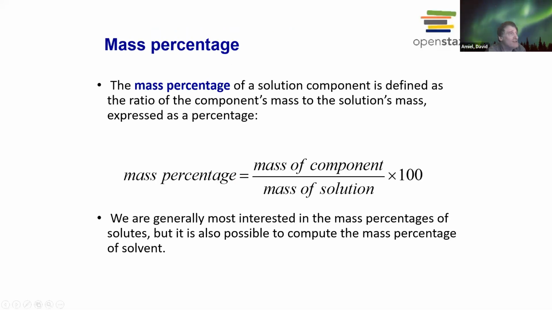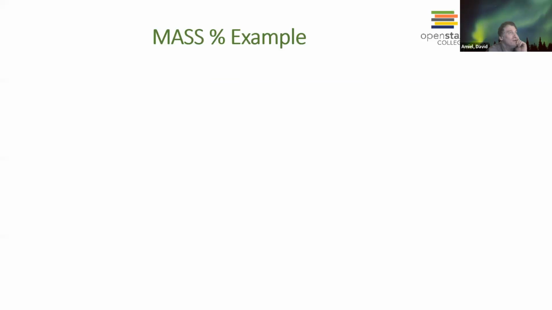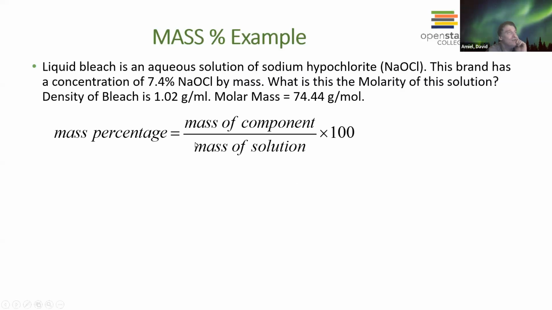So here is the mass percentage, another type of concentration. And with mass percentage, you have to recognize that mass means grams. So we're not talking about moles at all here. And we've already kind of seen this. It's the mass of the component divided by the mass of the solution times 100%. So here's an example, liquid bleach. That's the bottle I just showed you. It says on the label, it's 7.4% sodium hypochlorite. That's the formula for bleach by mass. That's what it says on the bottle.